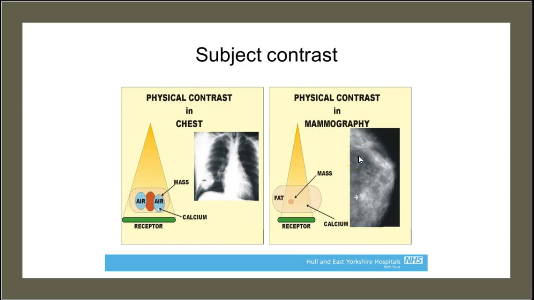So within breast imaging, it's similar to an abdomen. So think of it that way. We have a high subject contrast and a low subject contrast within mammography. So a chest is high subject contrast, abdomen or mammography is low subject contrast. So there's not a lot of differences between the tissues. So you can see here we have a little mass right there.